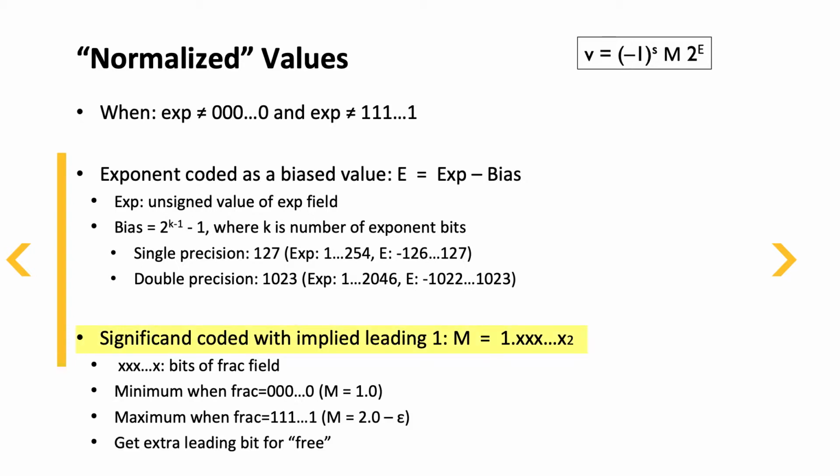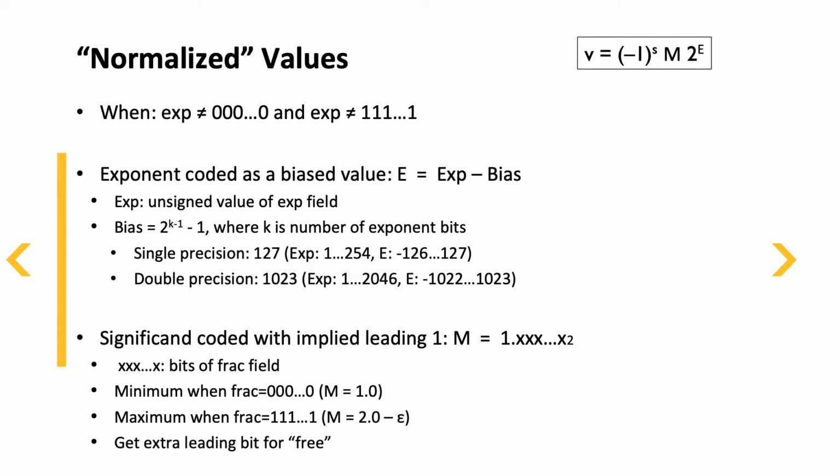Now, the significand is encoded with an implied leading 1 when we're talking about normalized values. So our value of M is going to be 1 point the bits of the frac field. This series of x's is just representing the bits that are in the frac field for whatever encoding we happen to be looking at. But that 1 to the left of the binary point doesn't actually have to show up in the encoding, so we save a bit, right?